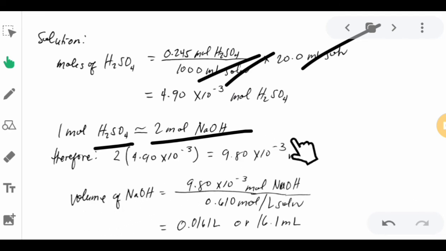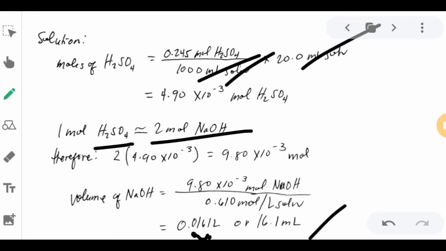So to get that, that is 9.80 times 10 raised to negative 3 mole of sodium hydroxide over 0.610 mole per liter of solution. Then, performing that, you will have 0.161 liter or 16.1 milliliters. So, you can convert that into milliliters for easier measuring of the volume, by moving the decimal 3 places from liters. 1, 2, 3. Then you will have 16.1 milliliters here.